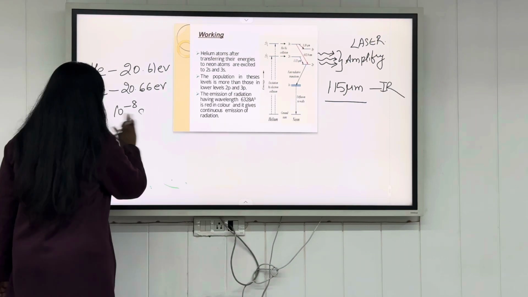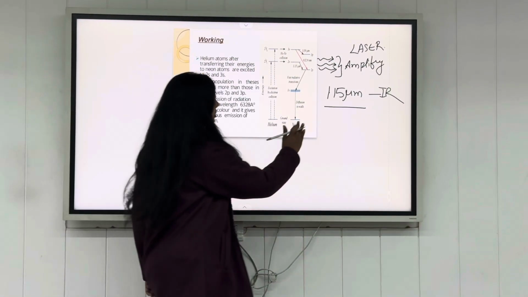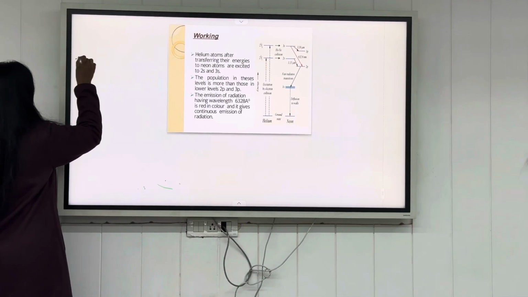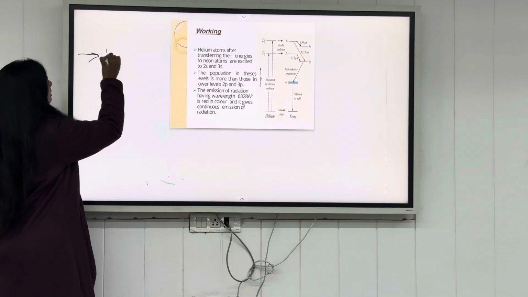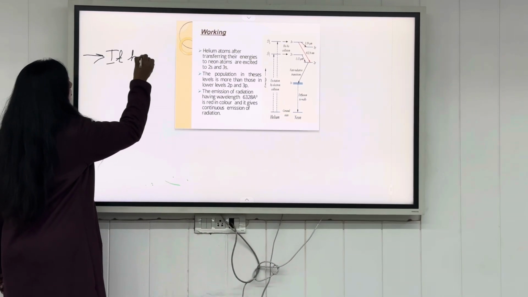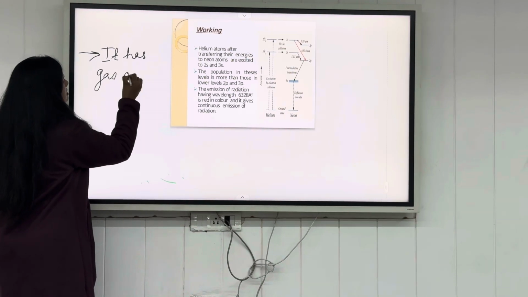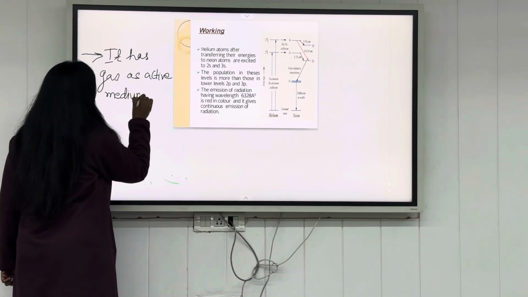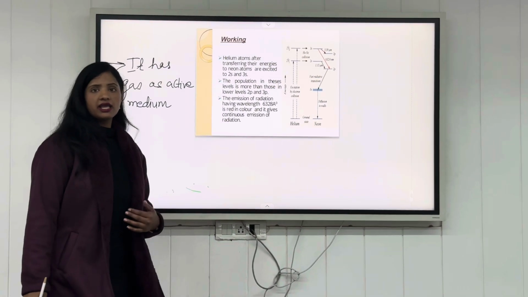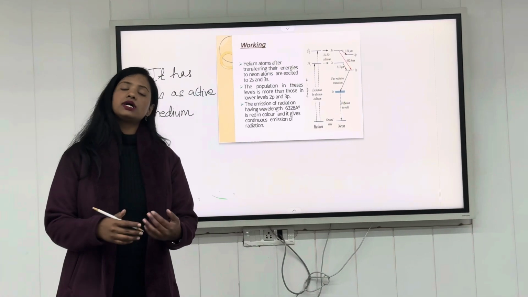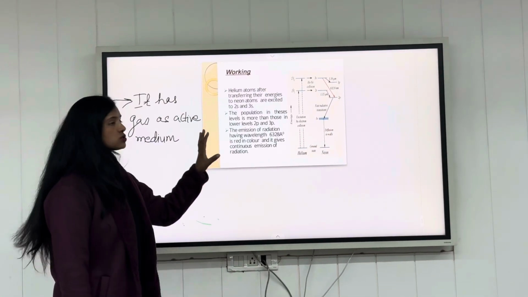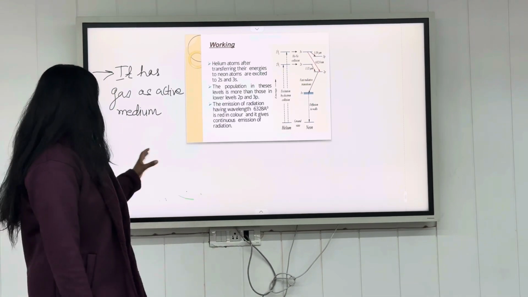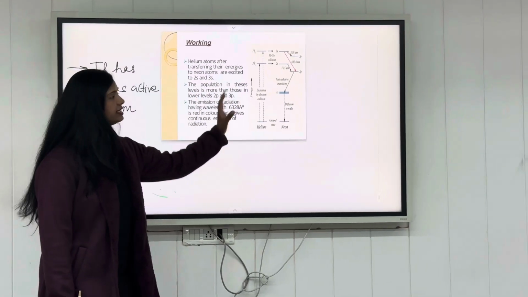Now the key points about what we have done in this lecture. Number 1, it has gas as the active medium, because as I have discussed earlier, in the UV laser or other lasers we have used solid crystal as the active medium. So this is the first one in which gas has successfully done the laser action.